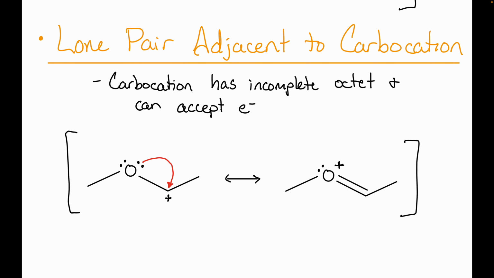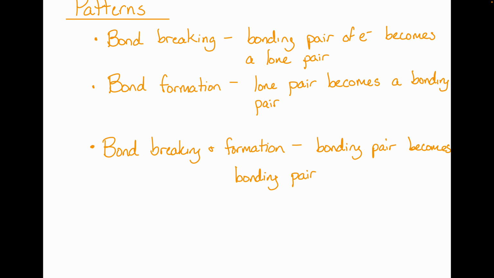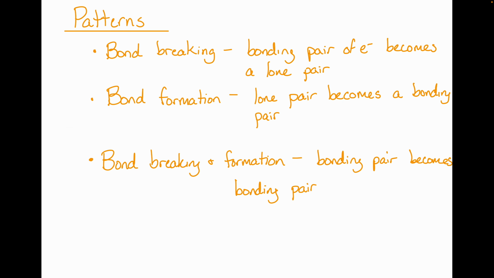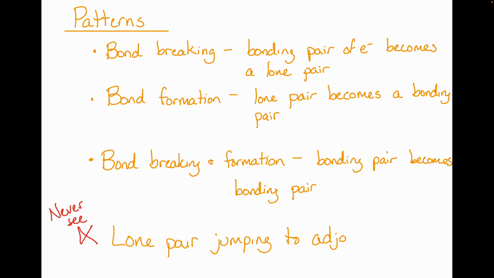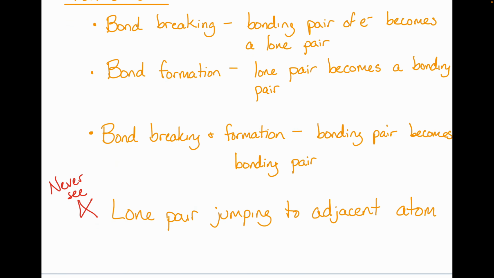All right, so I would love for everybody to go back to their notes when we were discussing electron pushing arrows. We discussed these patterns that we expect to see. And let's just put that we will never see a lone pair jumping to an adjacent atom. That's not something that's allowed to happen. Lone pair becoming a lone pair.